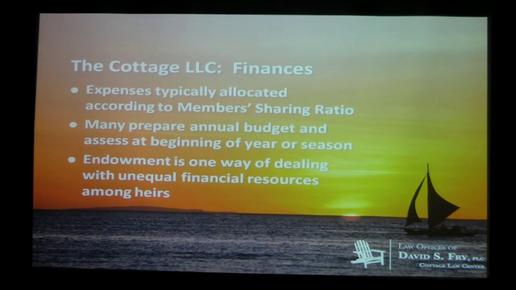If the pot is large enough, and if you're getting better rates of return than the 0.2% that CDs are offering today, then you can use the income from the endowment to pay the expenses.